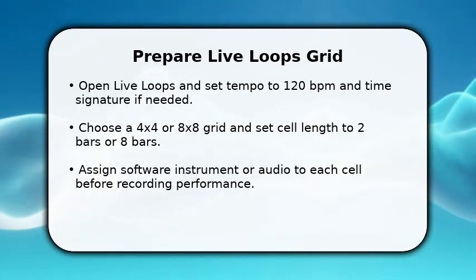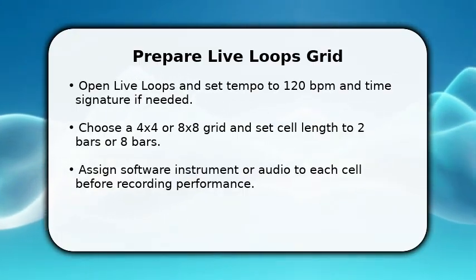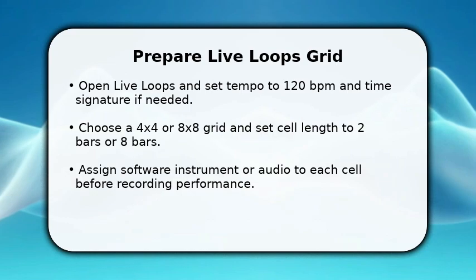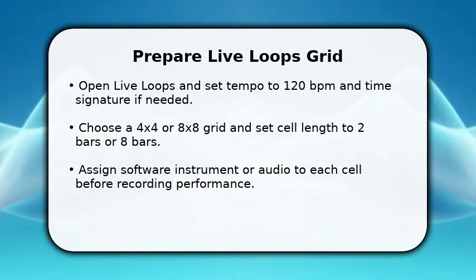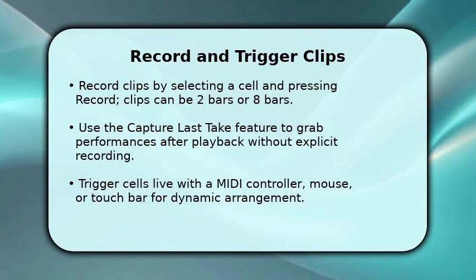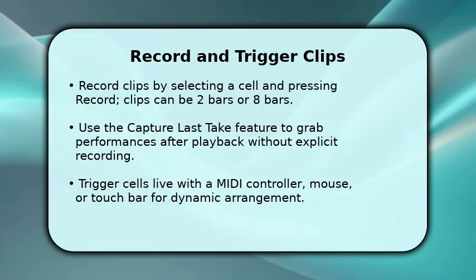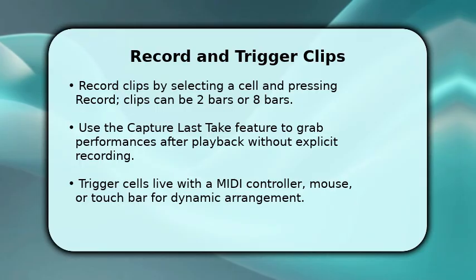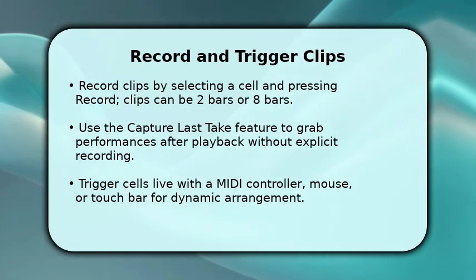Create tracks and assign a software instrument or audio input to each cell. Arm inputs for recording and confirm monitoring levels before you perform. Select a cell and press the record button to record looped material into that cell. Record clip lengths of 2 bars or 8 bars to fit your arrangement and tempo.